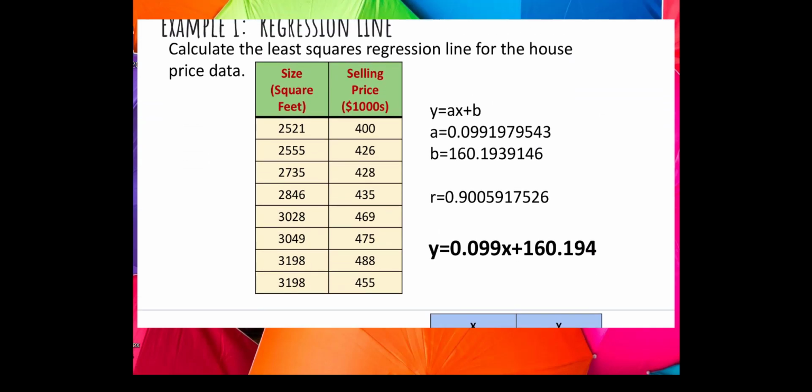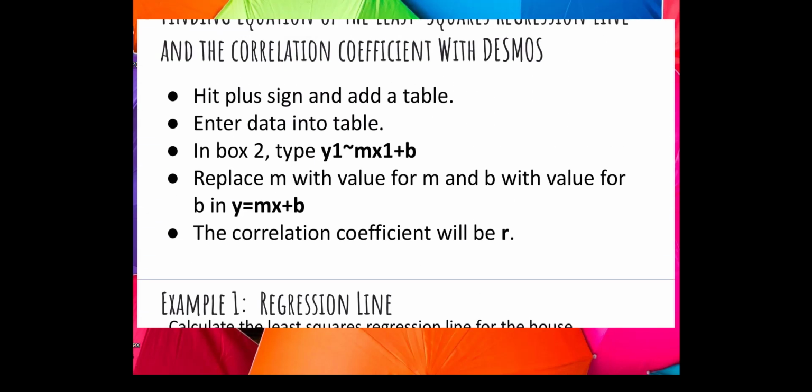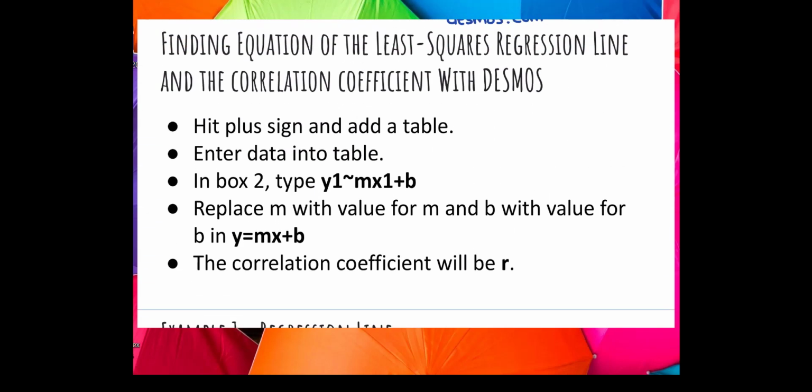I've rounded here to 3 decimal places. So y equals 0.099x plus 160.194. All right. So again, if you go back here to this screen, go through the steps. You hit the plus sign, you add a table, enter the data into the table. In box 2, you type in y1 tilde mx1 plus b, and then once you have that, you have your equation.